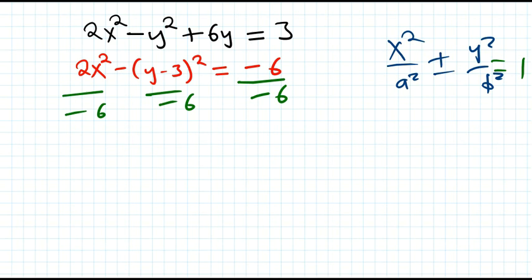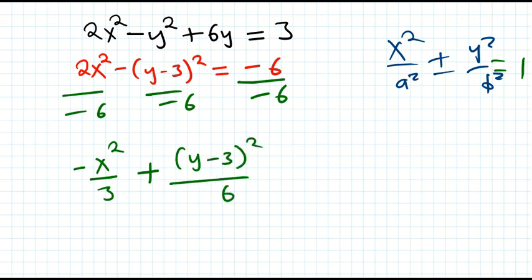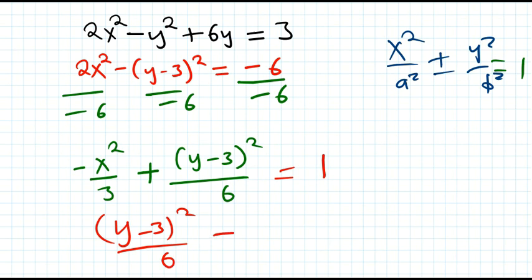So we're going to have negative x squared over 3. This will become positive y minus 3 squared, since we are dividing negative by negative, so it becomes positive, and then this is just going to be a 1. So preferably we can start with y minus 3 squared over 6 minus x squared over 3 equal to 1.